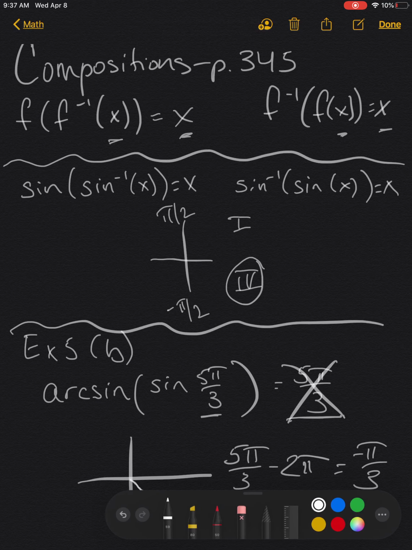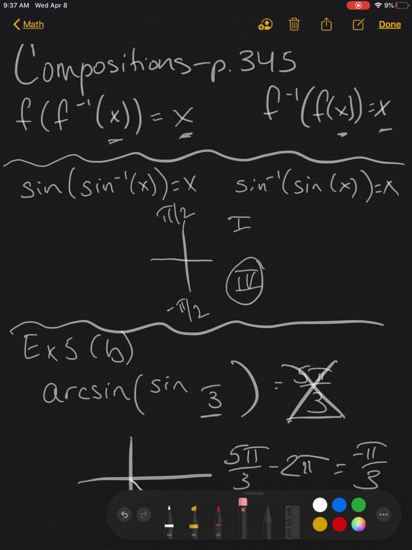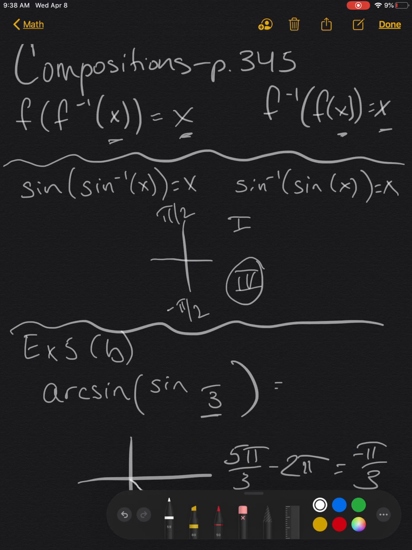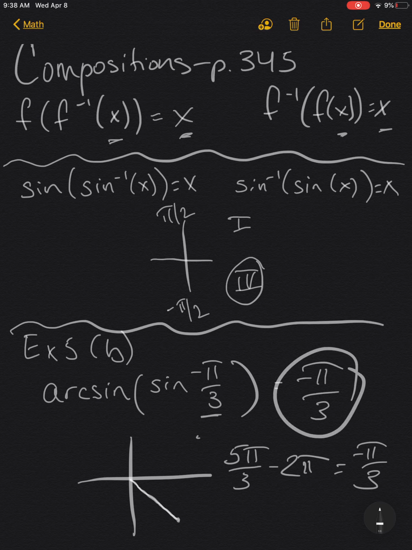So now we can rewrite this problem with the angle negative pi over 3, because we have now found a value within the range, and so now we can apply the property. Now the answer is negative pi over 3. Ta-da! Okay, using the inverse property.